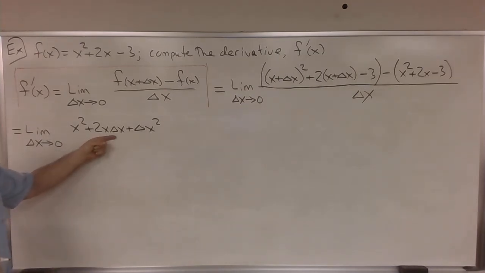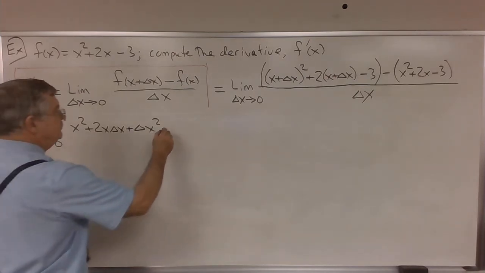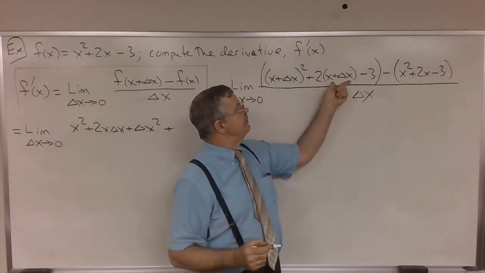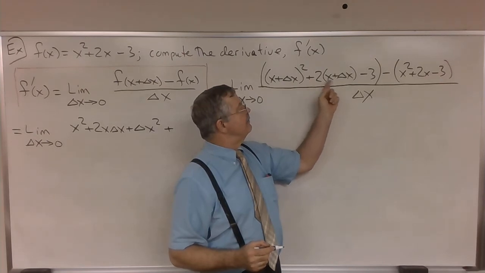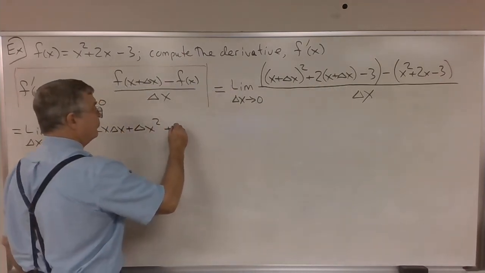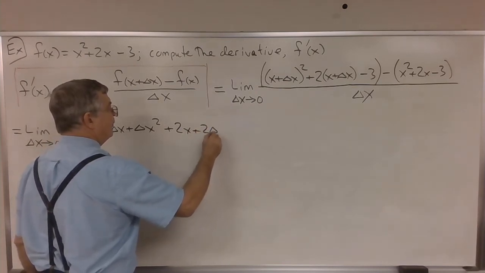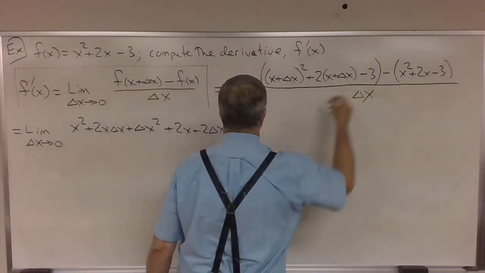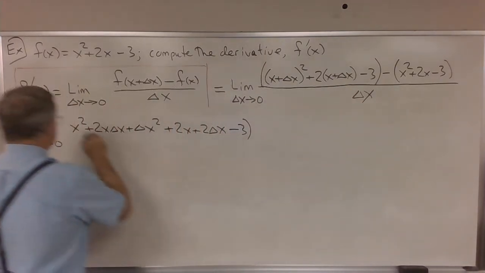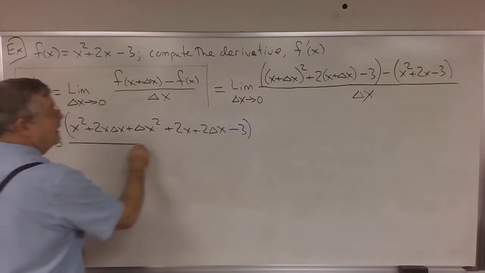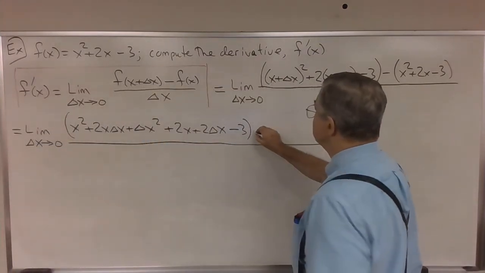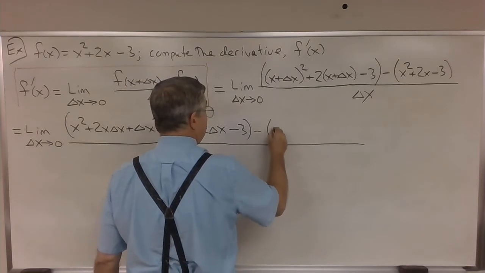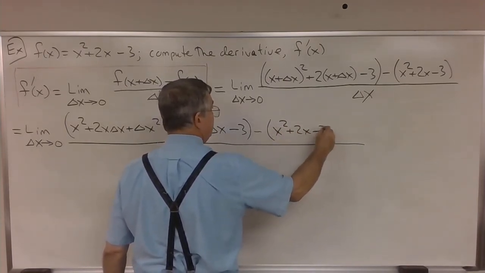So here's x plus delta x squared. Next, I think I'm going to distribute the 2 inside this set of parentheses. So I'll get 2x plus 2 delta x. And I have minus 3. So I multiplied out my f of x plus delta x. Don't forget f of x. So we subtract f of x, x squared plus 2x minus 3.